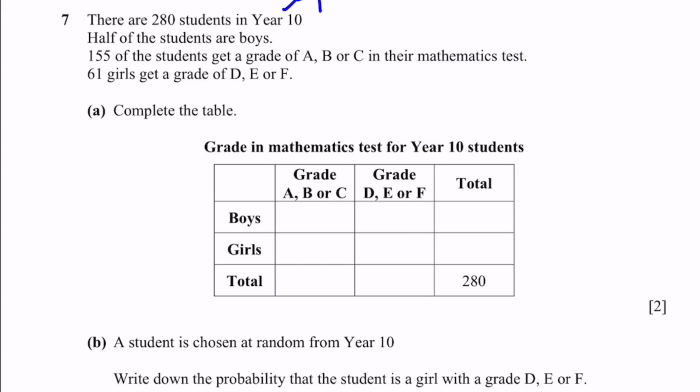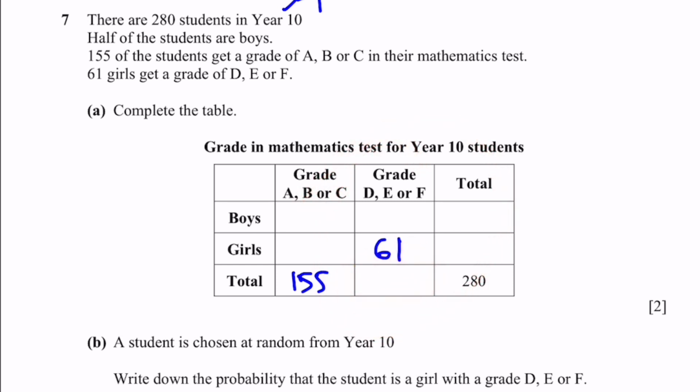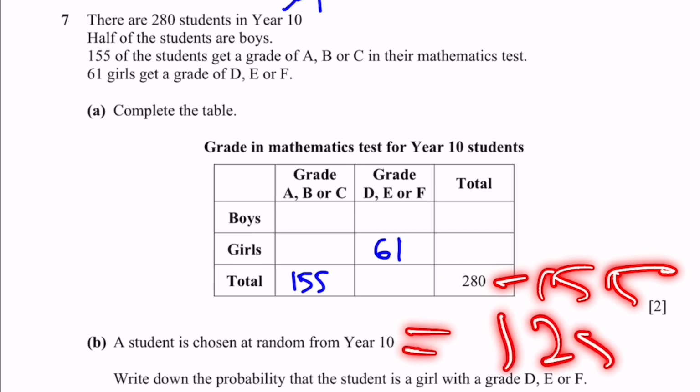Question 7. There are 280 students in year 10. Half of them are boys. 155 of the students get a grade of A, B, or C in their maths test. 61 girls get a grade of D, E, or F. A. Complete the table. So first we can add this. 61. Total 155 students get A, B, or C. Now we can find out how many got D, E, or F in total. 280 minus 155, that's equal to 125.